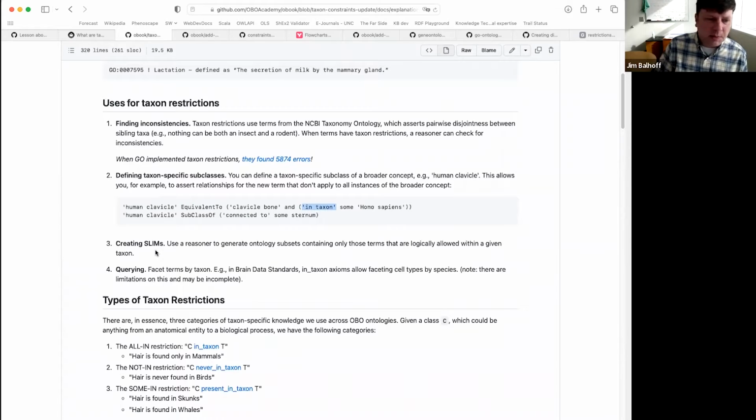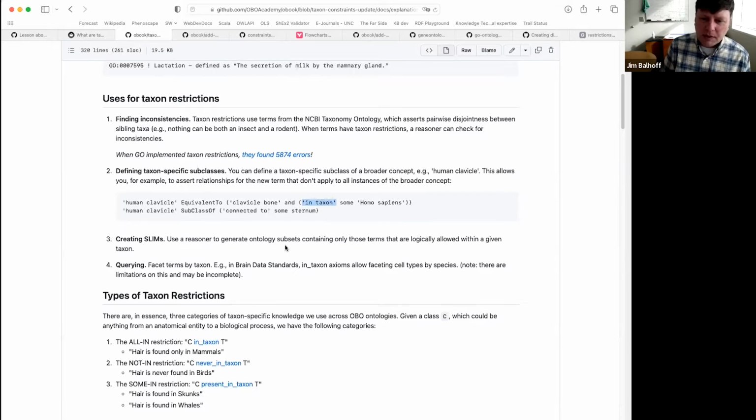A couple other things you can do when you have taxon restrictions in your ontology: you can automatically create a taxon-specific slim. You can use the reasoner to generate an ontology subset that only has those terms that are logically allowed within a taxon. There are some different tools that implement this, like the old OWL tools program, but basically it puts in an assertion that everything in the ontology is in the taxon you care about, and then it finds out which classes now become unsatisfiable, and then you just delete all of those.